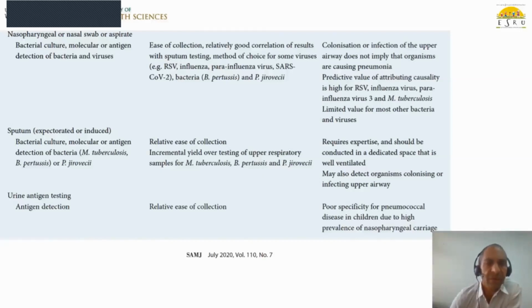Sputa are relatively easy to collect, although they do require some expertise. They do have concerns around infection control and prevention aspects, but they certainly have a role in the diagnosis of some causes of acute pneumonia, including TB and pertussis. Urine antigen detection has no role really at this stage in the routine care of children with pneumonia.